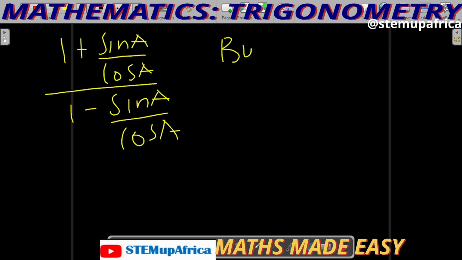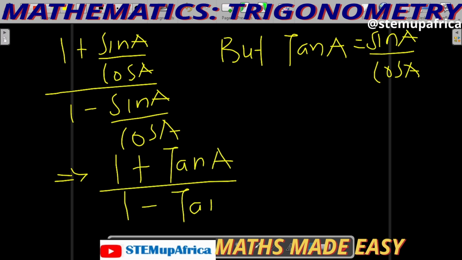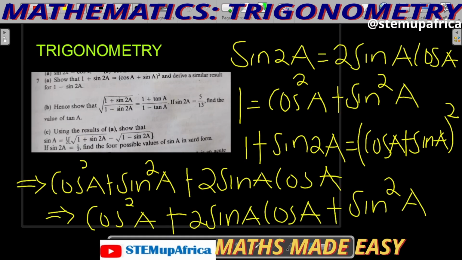But we should recall that tan A is simply sine A over cos A. So anytime I see sine A over cos A, I will replace it with tan A. So this expression becomes 1 plus tan A over 1 minus tan A. So this is the quantity of the equation we need. So we are able to answer question 7b. But that is not all.